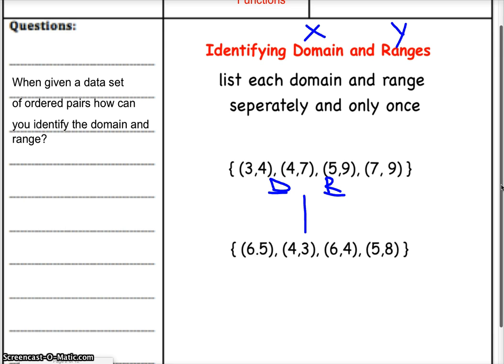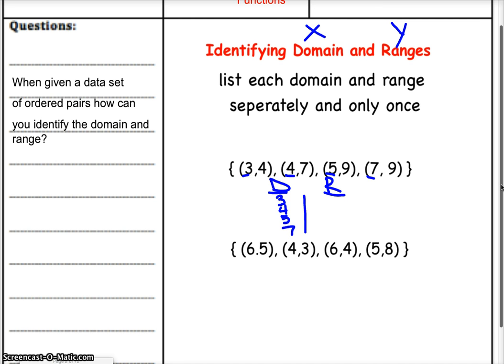So this isn't doing major algebra, it's just identifying, knowing that domain is x. So what are my x's in this data set? 3, 4, 5, 7. That's all my domain. All I did is took out each of the x's and put it with the domain.